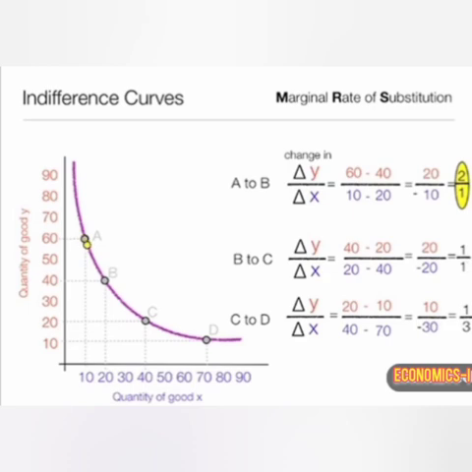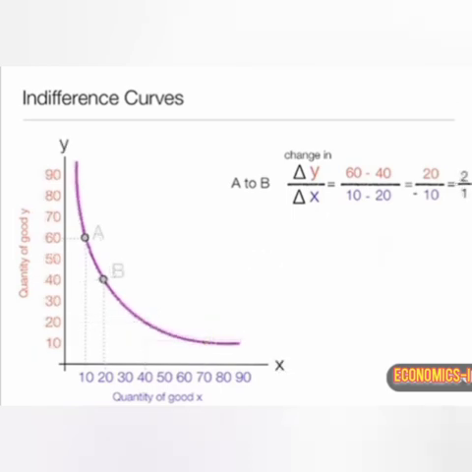Let us examine: from A to B, B to C, C to D, values are decreasing. Utility is the same, the curve only slopes negatively downward.